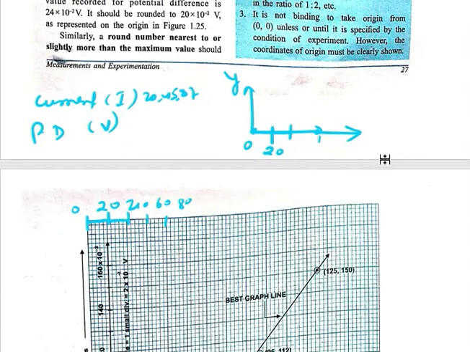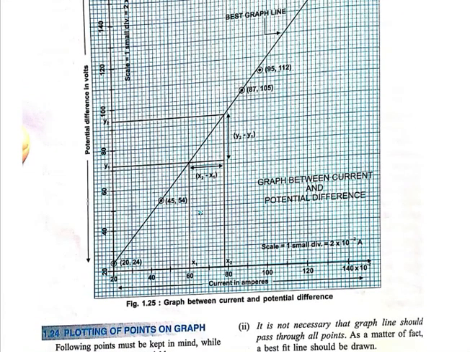In the x-axis we can plot the current, and in the y-axis we can plot the potential difference. Again we have to take the axis scale: 10 boxes or 5 boxes equal to how many units. Here you can see in the graph, the origin was there, and we started from 20, so 10 boxes equal to 20 units. You can see the gap, 20 to 40, 40 to 60, 60 to 80, 80 to 100. Again in the vertical, 10 boxes is again taken as 20 units, that is 20 to 40, 40 to 60, the difference is 20.